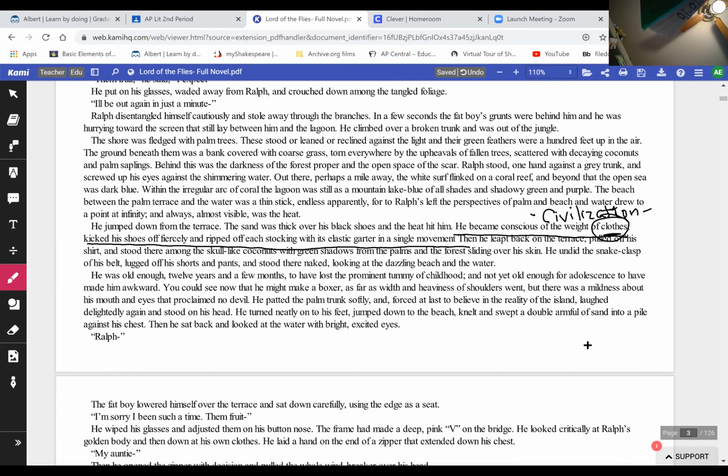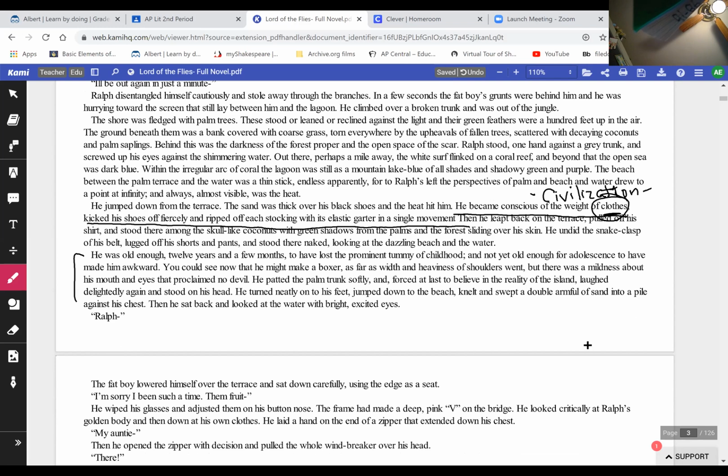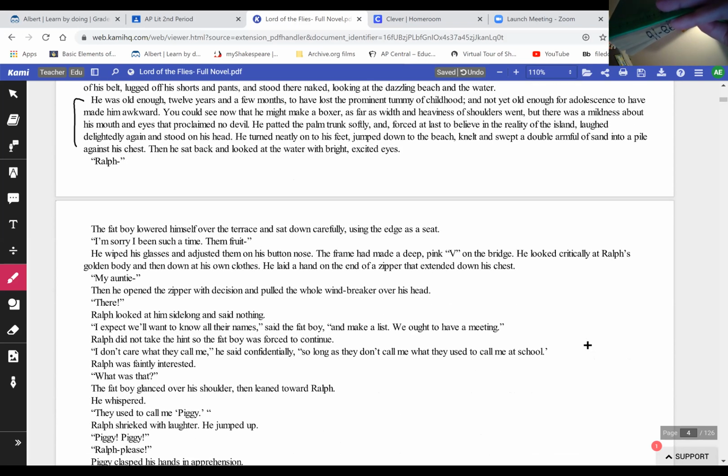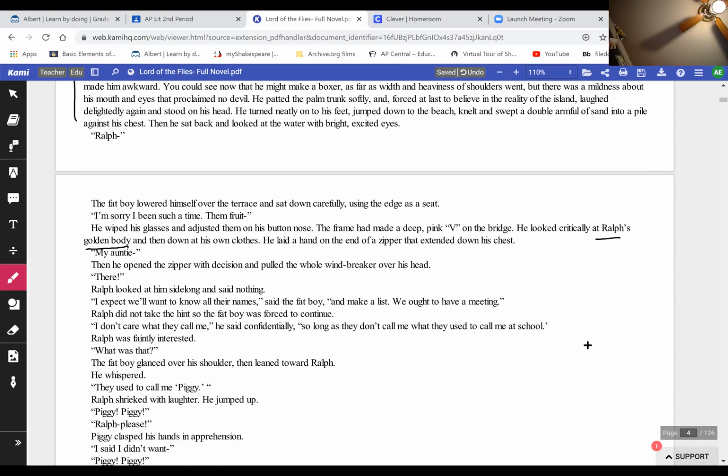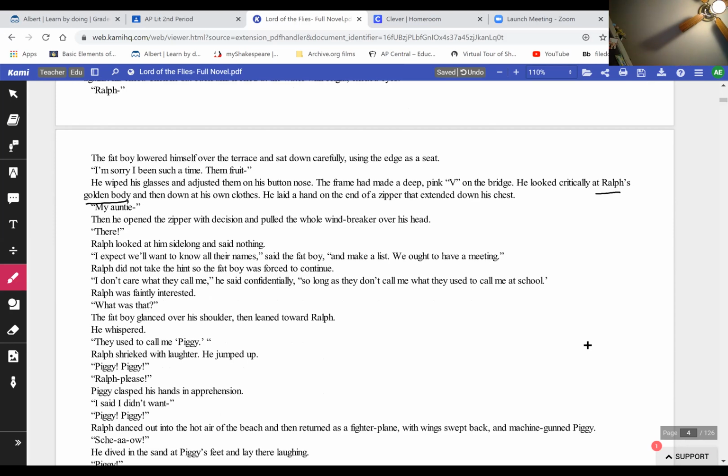We get more of a description of Ralph here, right? Quite a bit of description of Ralph. Again, why it is that we side with Ralph. He looks critically at Ralph's golden body and then down at his own clothes, and you see Piggy feeling sorry for himself. The first person that starts thinking, okay, we're on this island and we need to start figuring things out, is, and you can see the description here, the fat boy, Piggy.